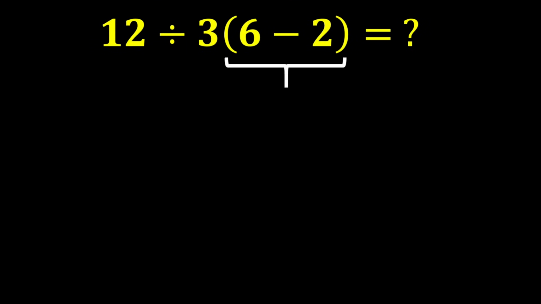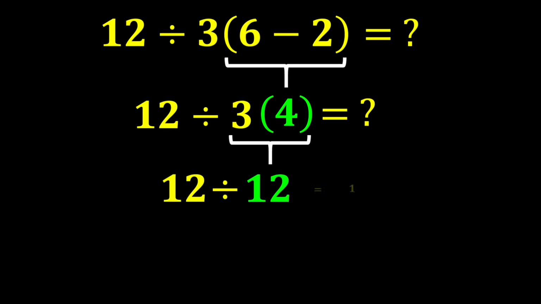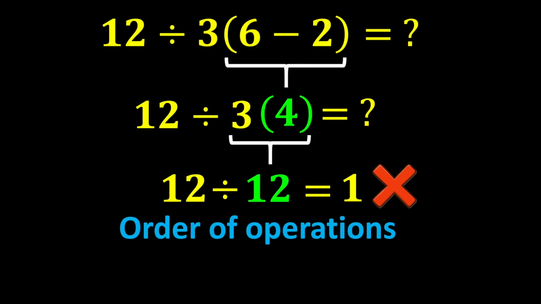6 minus 2 gives us 4, and 3 multiplied by 4 gives us 12, in the end, 12 divided by 12 gives us 1. But this answer is not correct because we did not follow one of the most important rules in mathematics called the order of operations. The order of operations tells us that when we face a mathematical expression, we cannot start solving it from anywhere we like. Instead, we must follow a specific order called the correct order of operations.